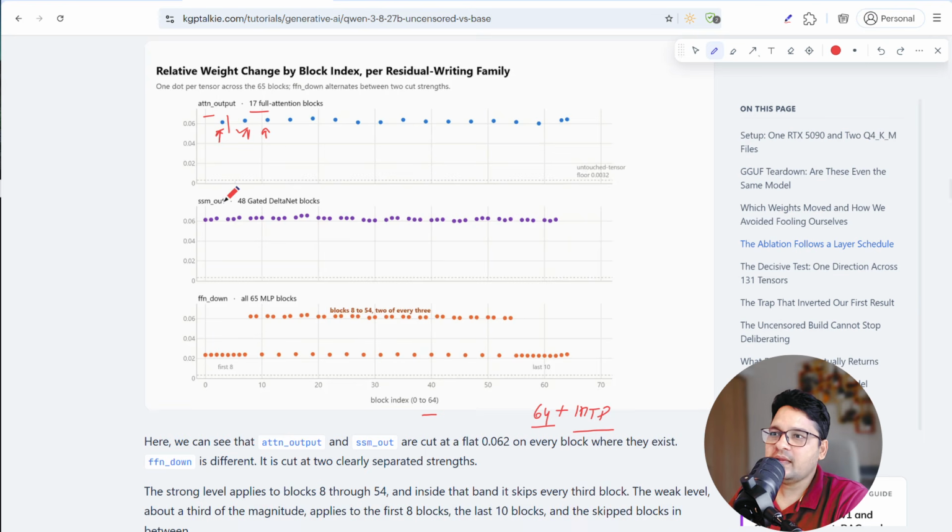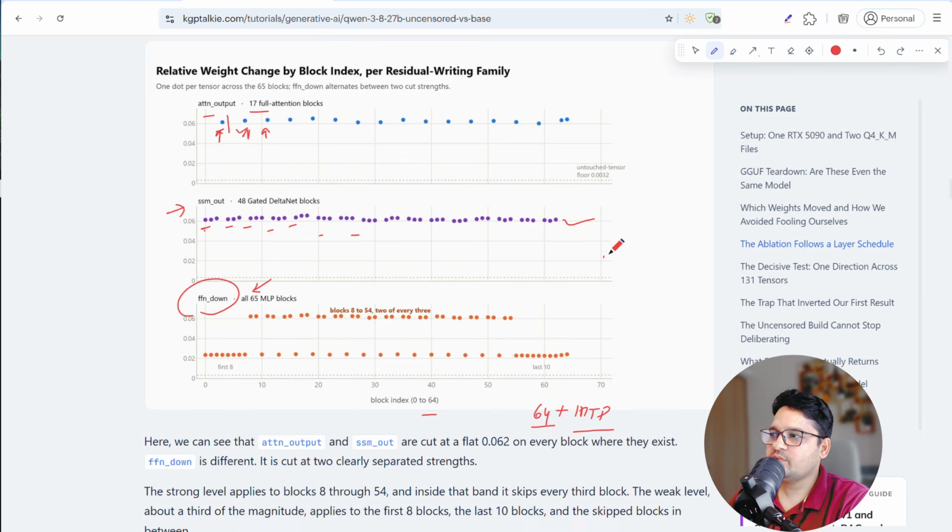Similarly, in the linear attention state output, you can also find that out of every 4, 3 blocks had their weights changed. So again 3, 3 and 3, everything in quite a symmetric way. Similarly, in the feed forward neural network block, they also changed 65 tensors in total across these blocks.